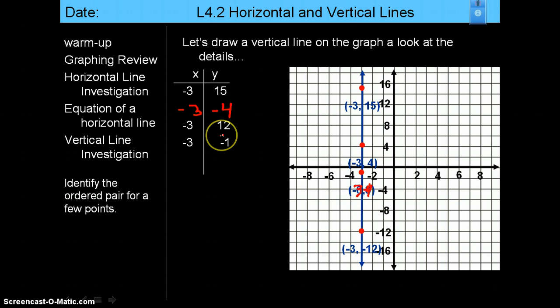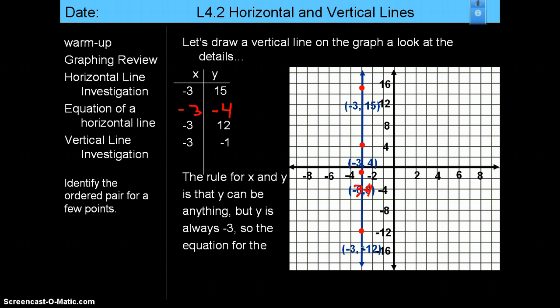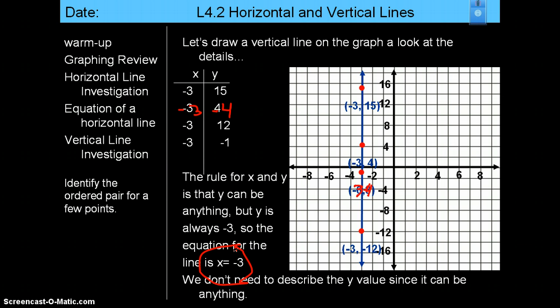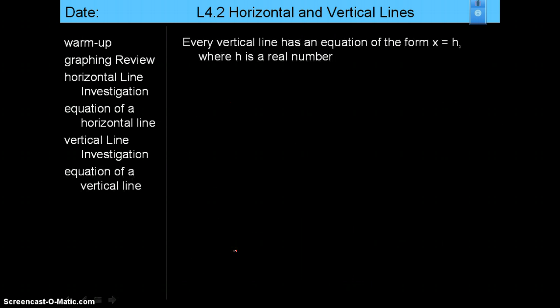Taking a look at this particular rule for x and y, no matter how high the y is, or how low the y is, the x is always going to remain the same because it's on a perfectly vertical line. So the equation for this particular line is x equals negative 3. We don't need to describe the y value since it really can be anything. The equation for a vertical line always takes the form x equals h, where h is a real number.